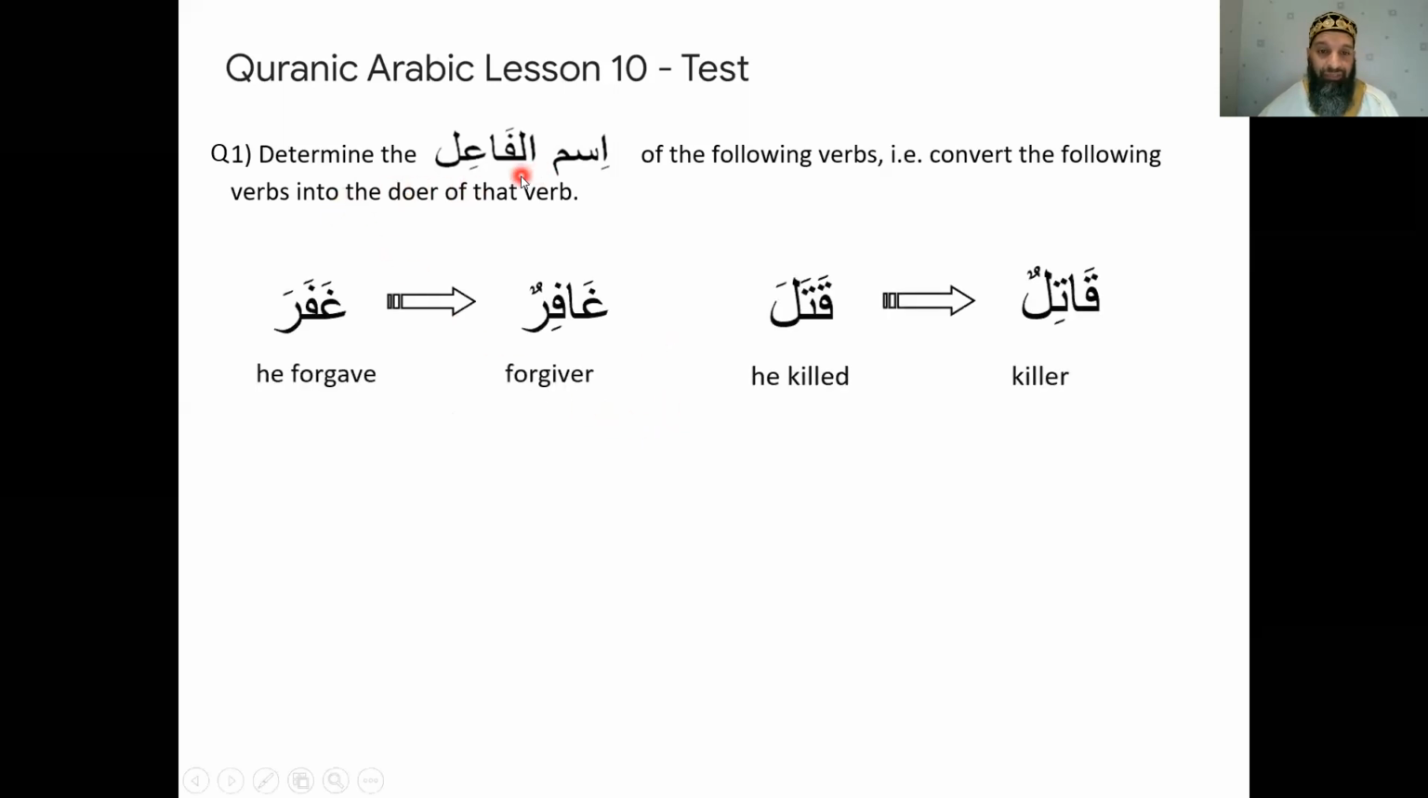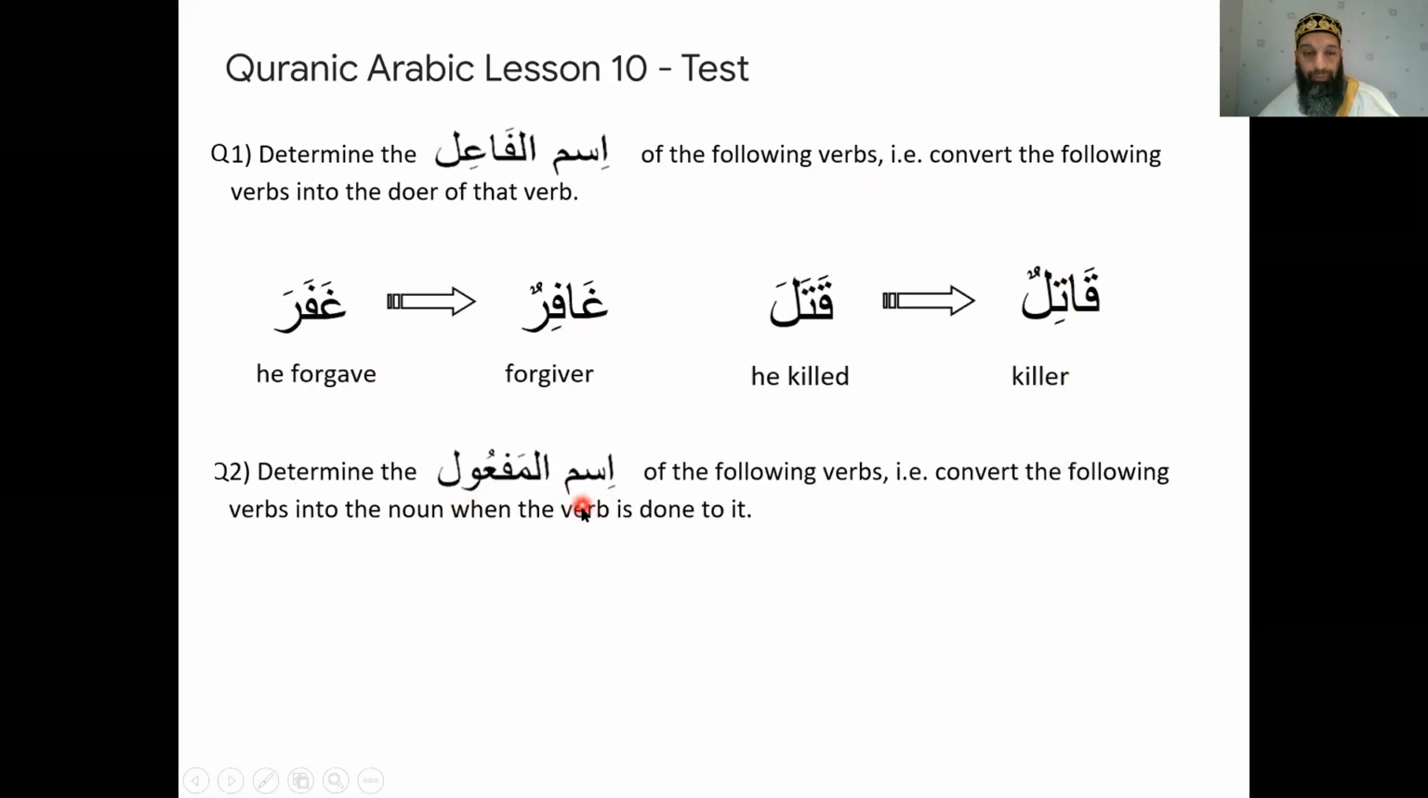So determine the ism fa'il of the following verbs. Convert the following verbs into the doer of that verb. Ghafara becomes ghafirun. Ghafara, he forgave. You put it into the fa'ilun pattern, it becomes ghafirun. Qatala, you put that into the fa'ilun pattern, it becomes qatilun.